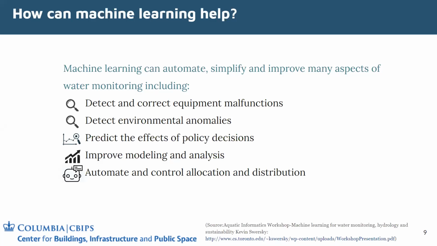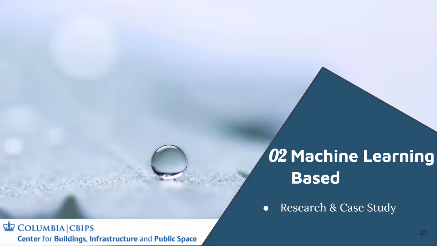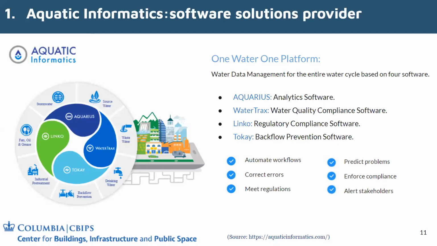To refine the statements, we will show you 3 cases that we studied. 2 are companies and 1 is research articles. All of them apply machine learning to achieve some functions. The first company is Aquatic Informatics. It's a software solution provider to more than 1,000 organizations around the world.